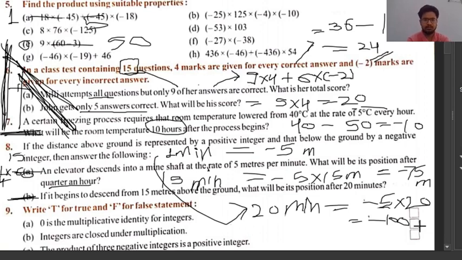Okay, now if it begins to descend from 15 meters above the ground, above the ground means this is a positive value. It means at the start it is 15 meters above the ground. But now it has come down how much? 100 meters. Now you add this value, 100 meters with a negative sign. Okay, after that what will you get? What will be its position after 20 minutes?